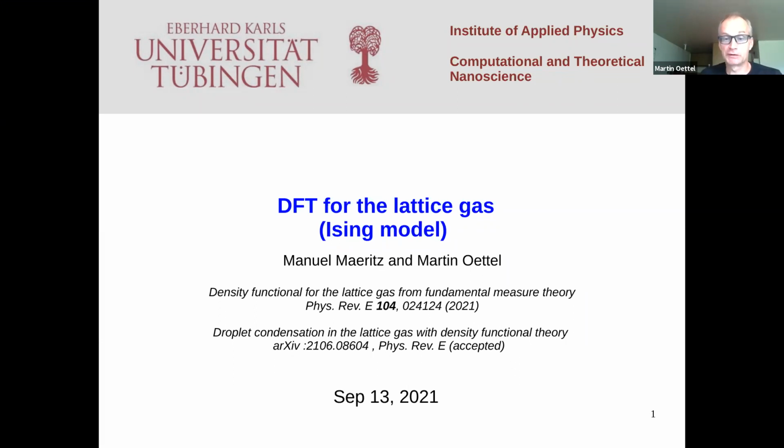This is actually all work done by a master student who finished his master thesis at the end of last year, Manuel. And we managed to turn this into two papers. The first one is more concerned with the derivation of this functional that I'm going to talk about. And the second paper deals with an application which is born out by work I did in previous years with the Binder group and is concerned with the nucleation of droplets in finite systems.